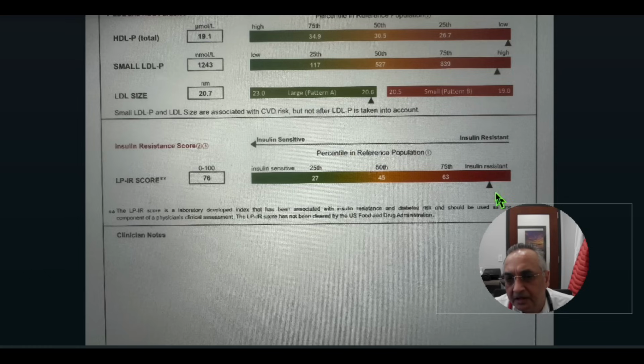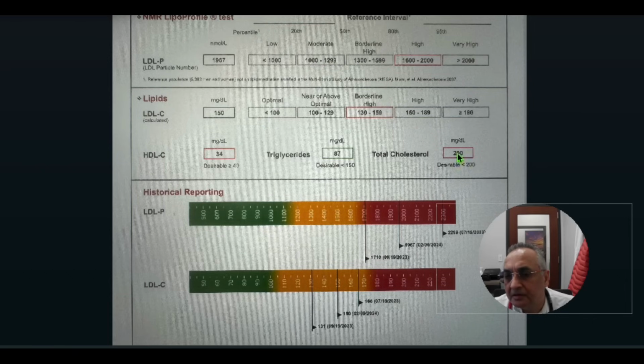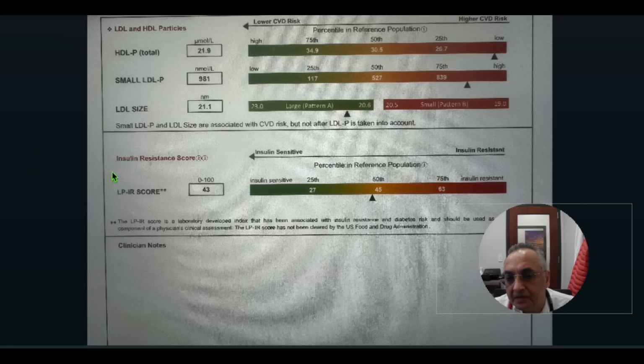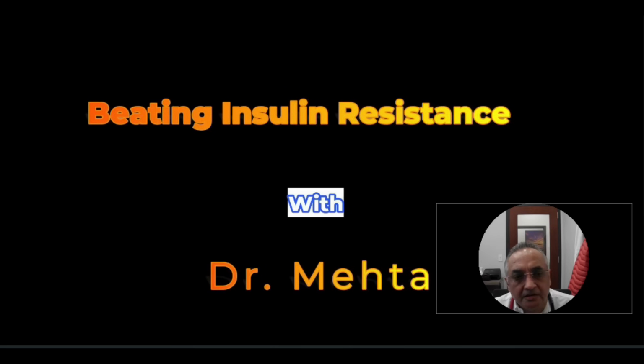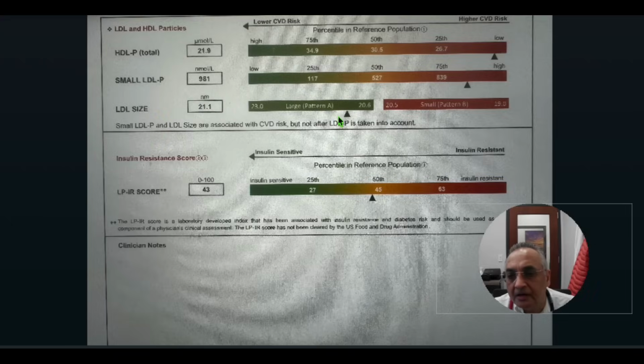In about 4.5 months, Mandar lost about 35 pounds, and he recently came back this year in February, and I'm going to share with you his most recent lab results. His total cholesterol is now 200. Triglyceride is down to 87 from 117. His HDL cholesterol went up to 34, and LDL cholesterol dropped down to 150. Most importantly, his LPIR score, or the insulin resistance score, dropped down to 43 from 76, which is about an 80% drop, which is quite significant. And as you can see, the size of the LDL particle started to increase, which is really encouraging for him.